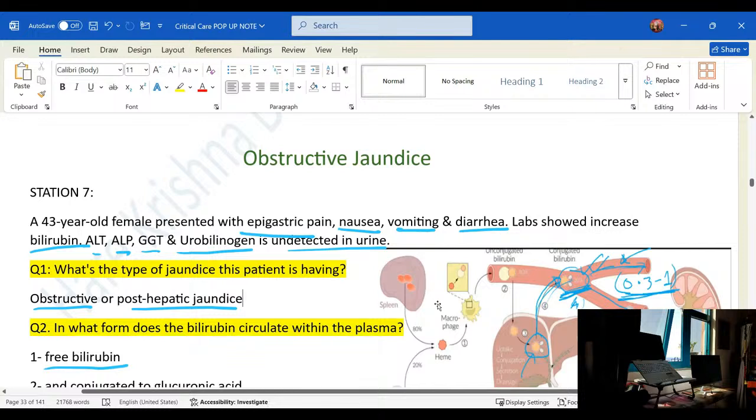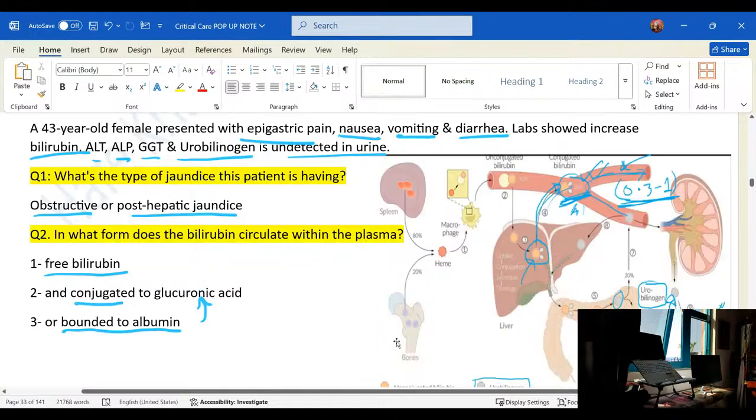So it is obstructed or post-hepatic jaundice. Bilirubin circulates as free bilirubin conjugated to glucuronic acid and bound to albumin.